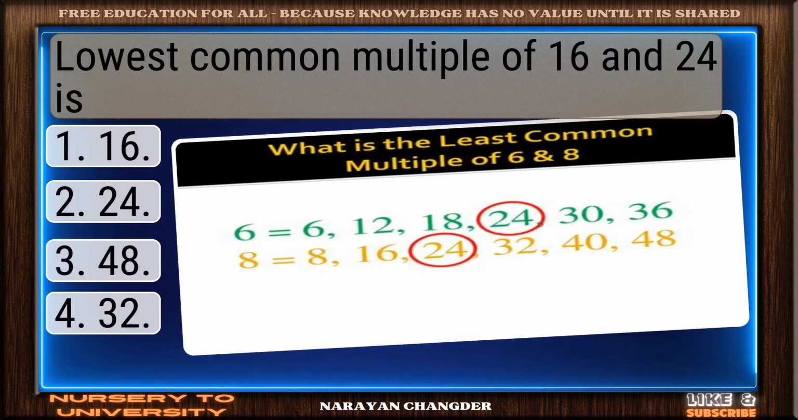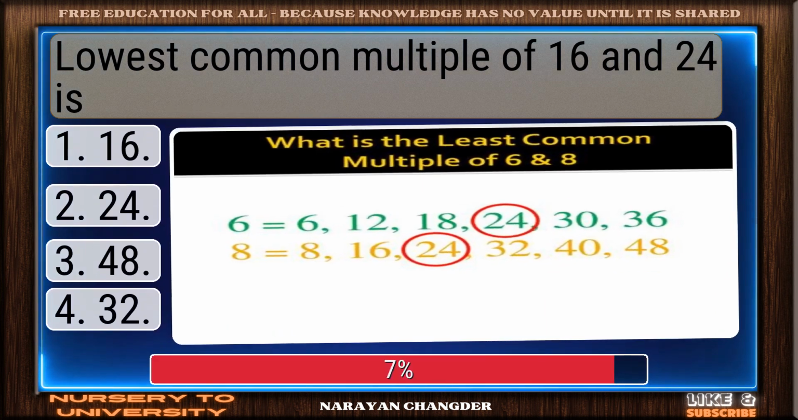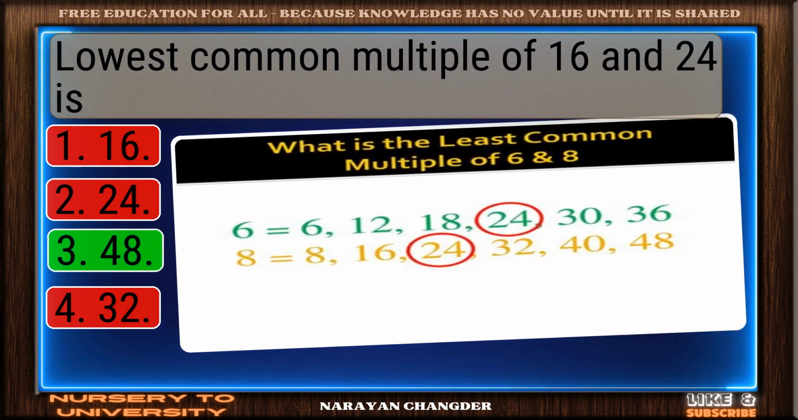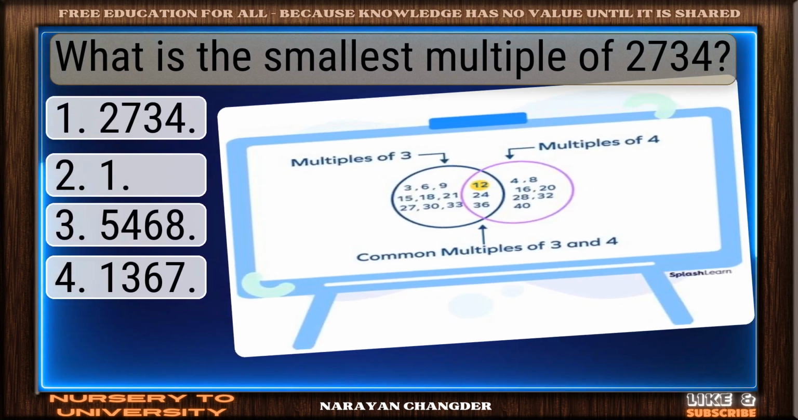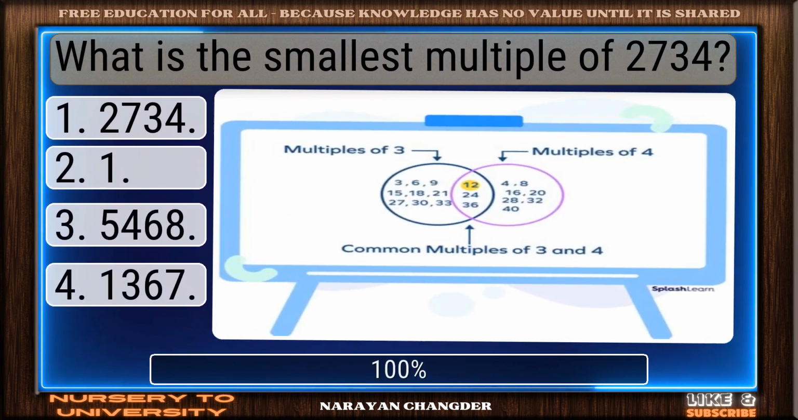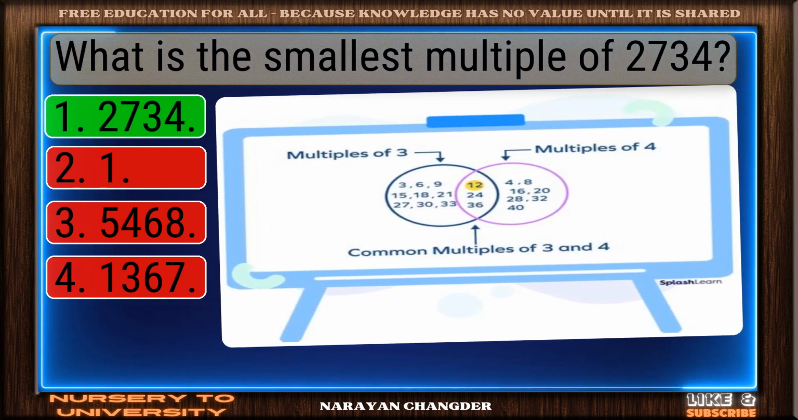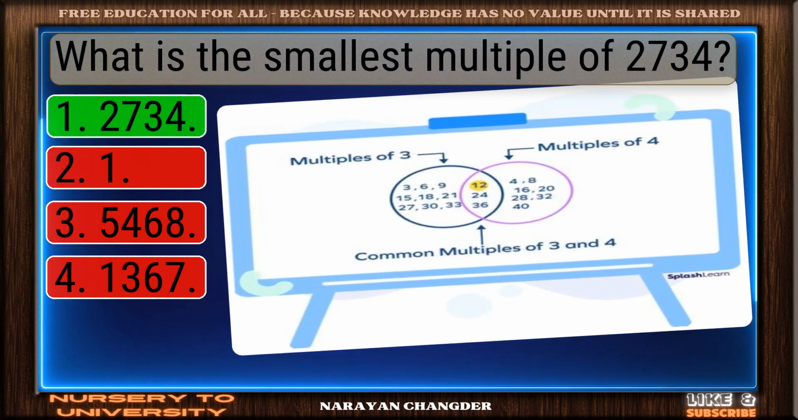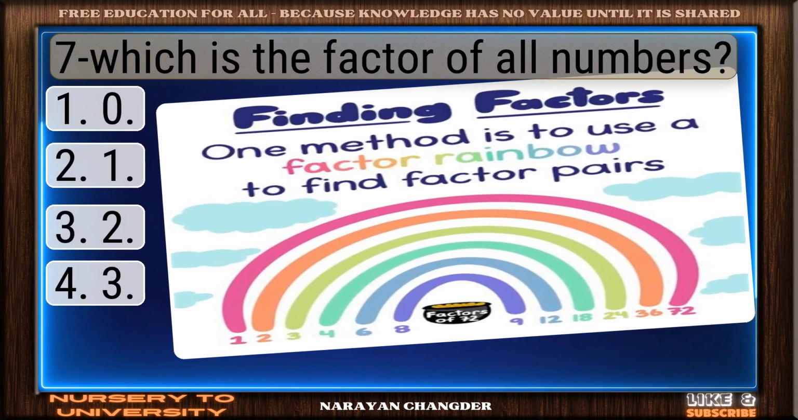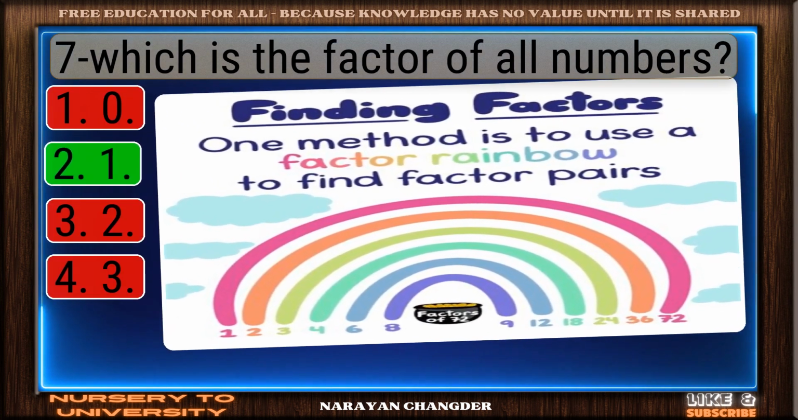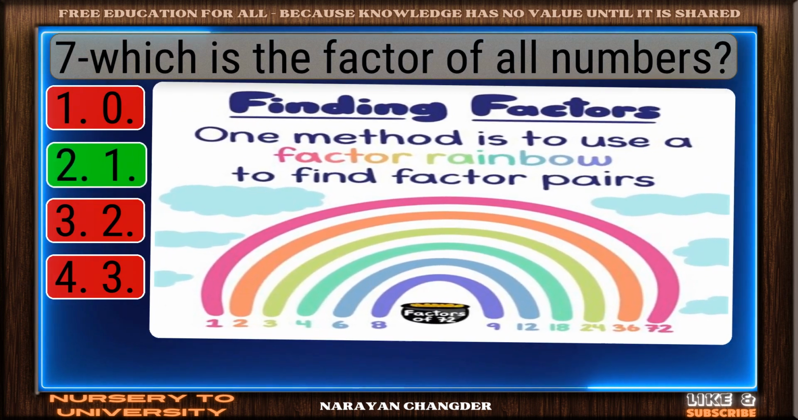Lowest common multiple of 16 and 24 is? On track, 48 is the correct answer. What is the smallest multiple of 2, 7, 3, 4? Clear logic. Your choice is sound and 100% true. 1 is the factor of all numbers. Valid point. 1 is true.